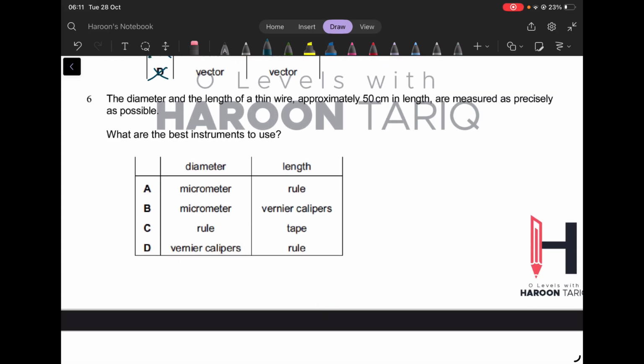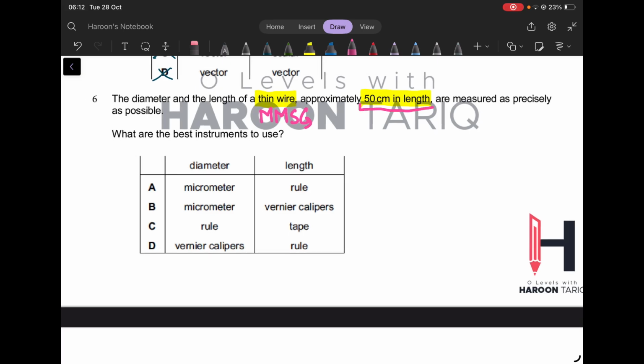Next, the diameter and length of a thin wire, approximately 50 centimeters in length, are measured as precisely as possible. What are the best instruments to measure this? Now, this is a thin wire, so we need to measure its diameter. So, for a thin wire, to measure its diameter, an appropriate tool would be micrometer screw gauge, because it can measure very small lengths, for example, thickness of a wire. And this specified thin wire, so it must be micrometer screw gauge. Next, around 50ish centimeters in length, either we can use a tape measure or a meter rule.